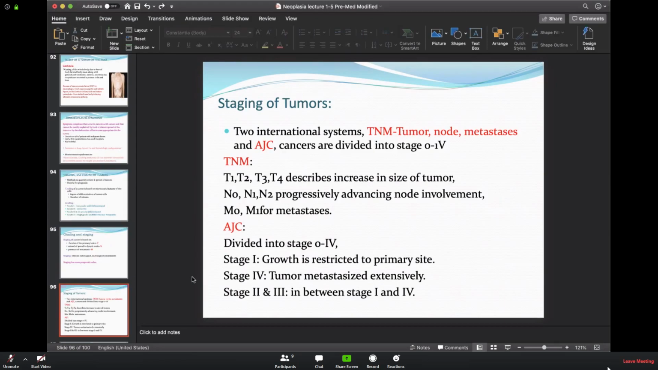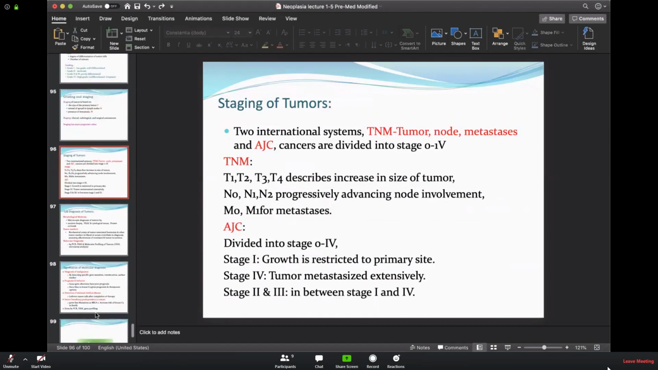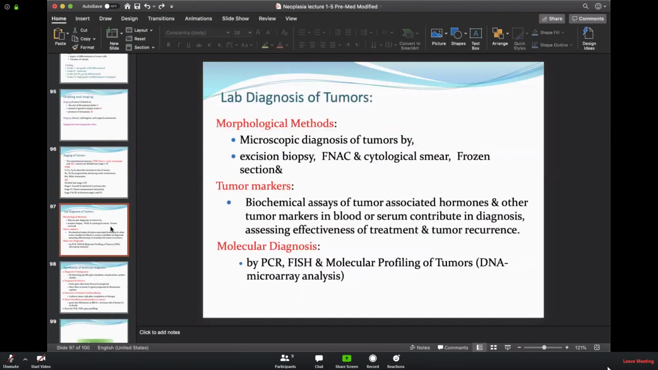While stage 2 and 3 are in between. Stage 4 means that the tumor is in late stage. Late stage means that it has metastasized distantly, okay? And so that's important to know in staging.